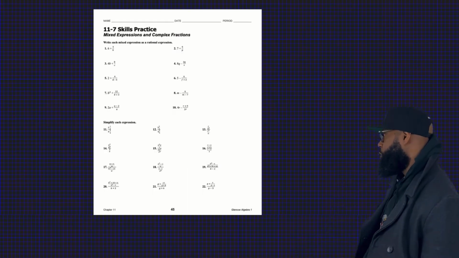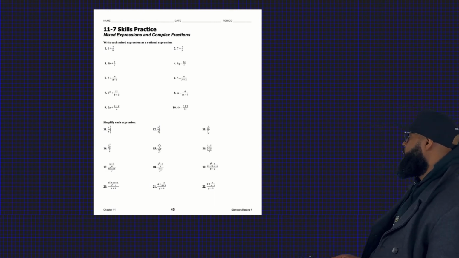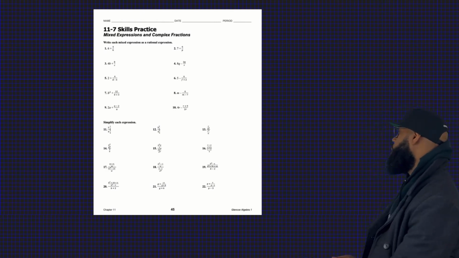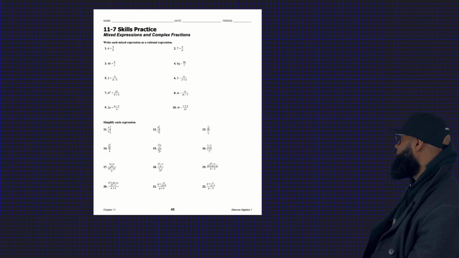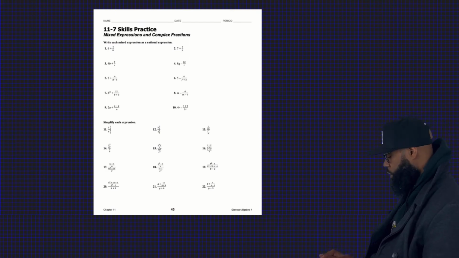Beautiful handout. And again, guys, we probably won't do all 22, but we're going to do enough to make sure that you are comfortable with this lesson. So let's get her going.